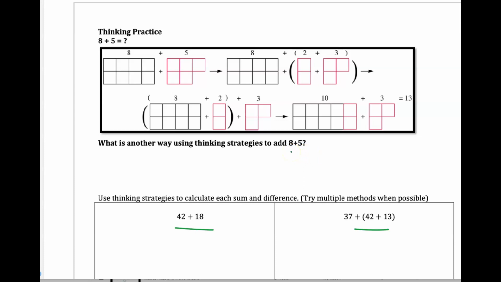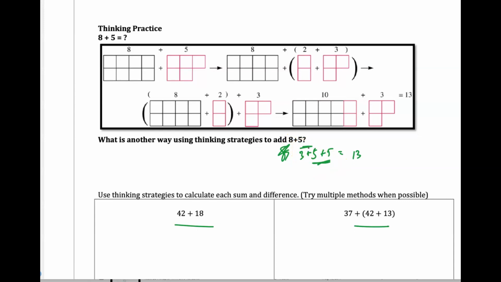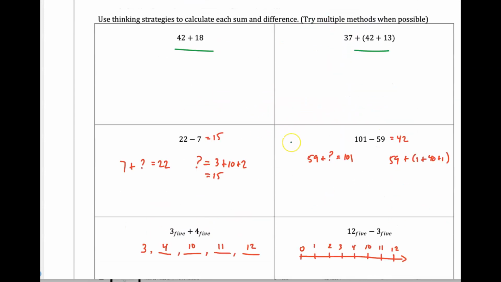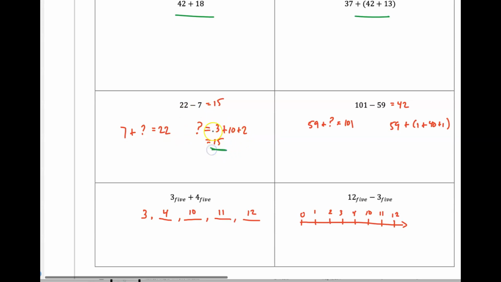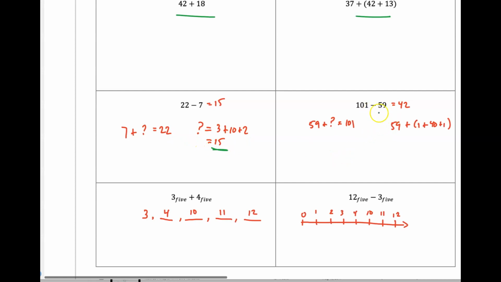The first thing that comes to mind is 3 plus 5 plus 5, which is 13. I'm going to put the 5s together out of that 8. And then, since we did those up above, we have these subtraction ones that we can look at real quick. 22 minus 7 can be solved by asking 7 plus what equals 22? You can count up to 3 is 10, plus 10 more is 20, plus 2, so there's your 15. Or you could just subtract, take away.